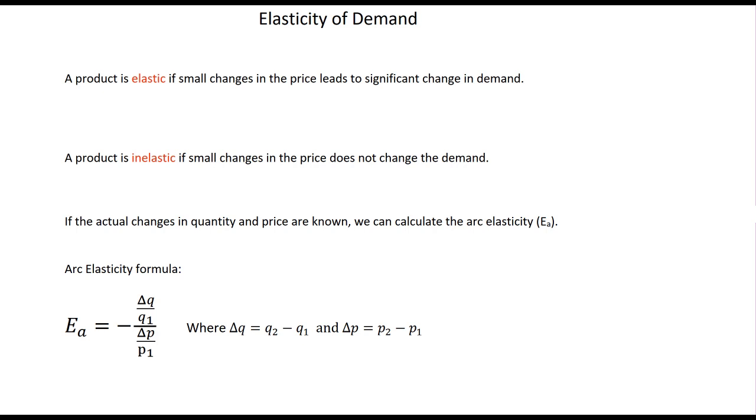Okay, so the arc elasticity, which we're going to denote as E sub A, turns out to be delta Q over Q1. That fraction is over another fraction, delta P over P1. And that entire fraction is going to be negative. This delta notation, we should be familiar with it. We've seen it a lot in calculus. Delta Q is going to be Q2 minus Q1. So if you know the two quantities, delta Q is Q2 minus Q1. Delta P in a similar fashion is P2 minus P1.